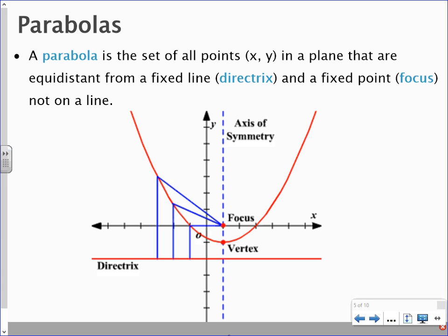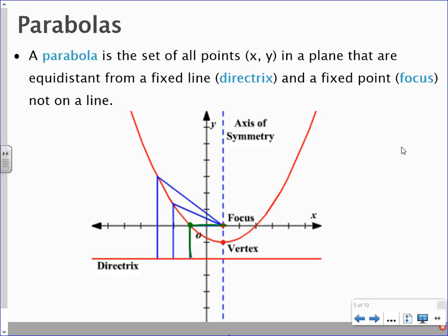Okay, everyone take a break from writing so you can watch what I point out. Here is our parabola. Our focus is inside the parabola and our directrix is outside. Notice that our directrix is perpendicular to the axis of symmetry. That will always happen.